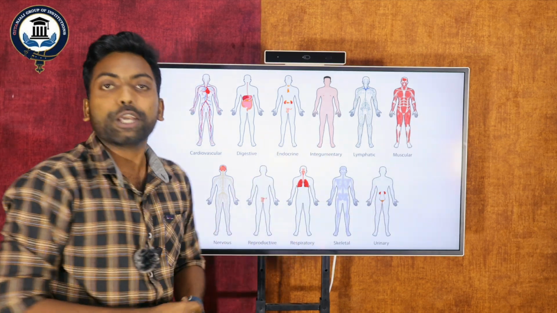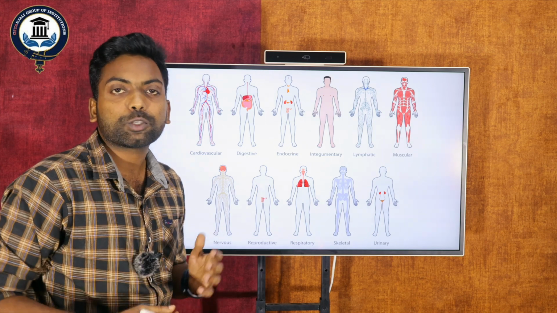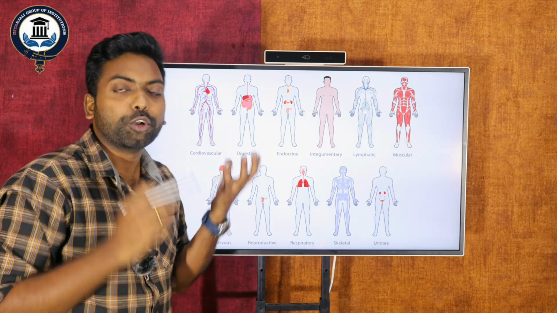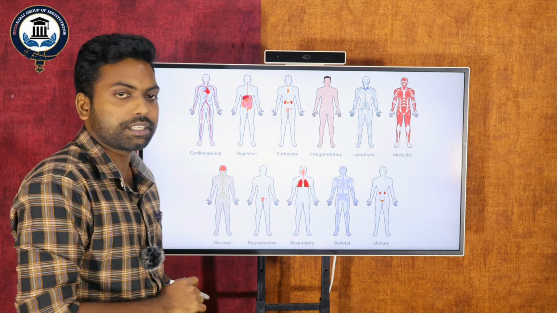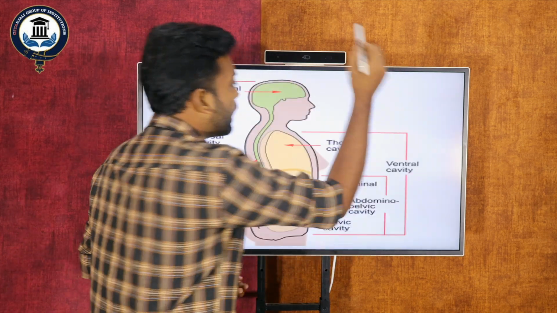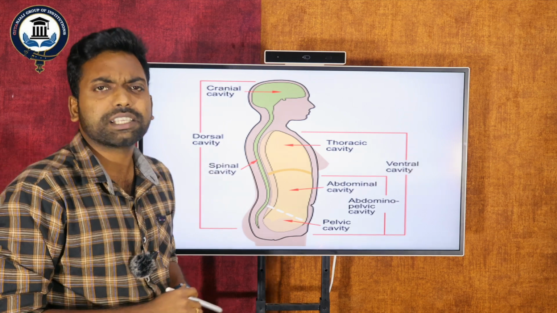And the last one is the urinary system. It belongs to the excretory system. So the urinary bladder and urethra belong to the urinary system. So these are the different kinds of systems we can see in the human body.